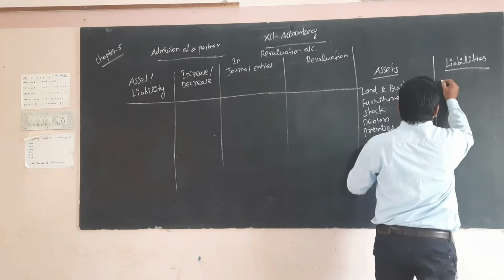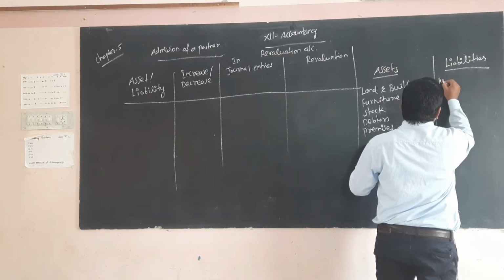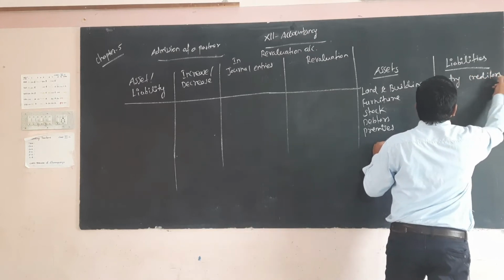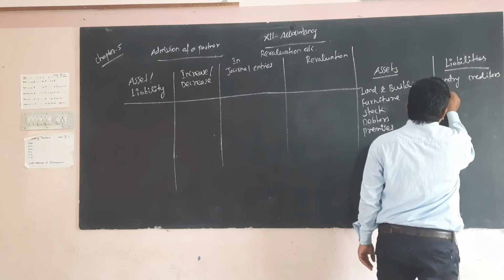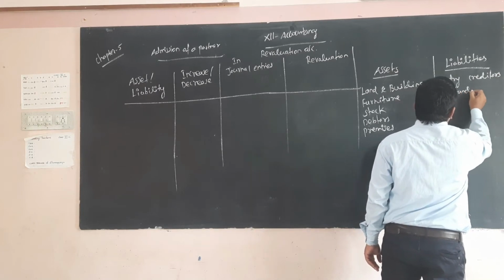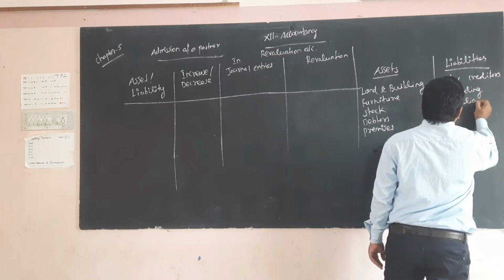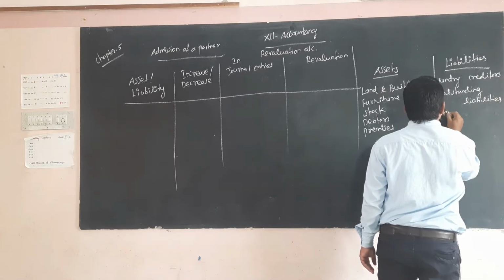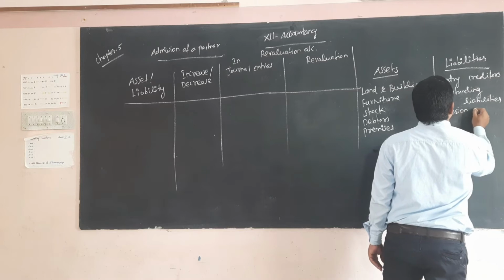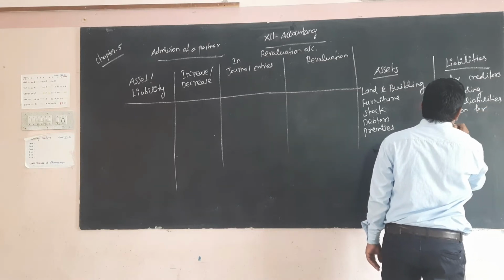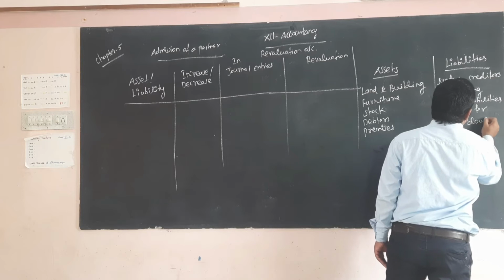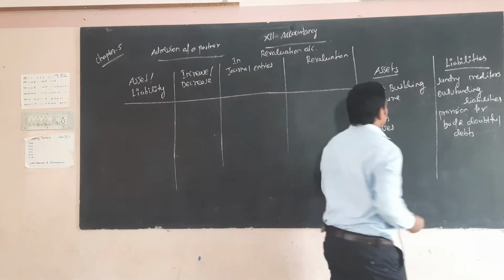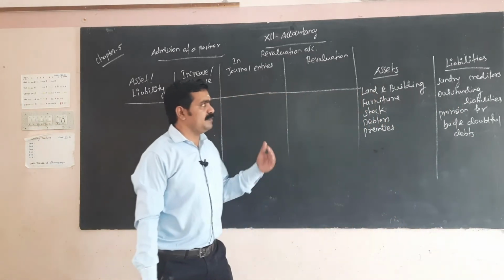Next, liabilities: creditors, sundry creditors, then outstanding liabilities, then provision for bad and doubtful debts. These are the very important assets and liabilities in the revaluation account.